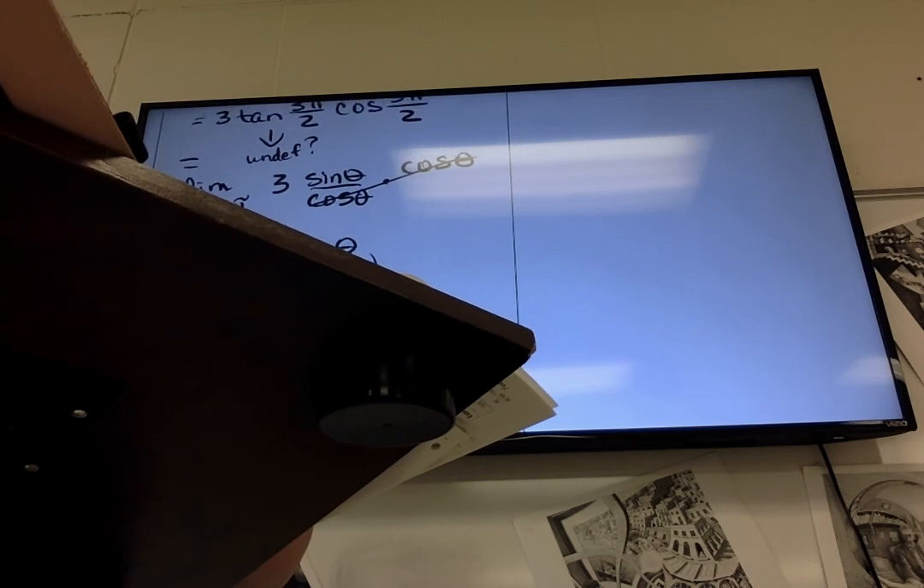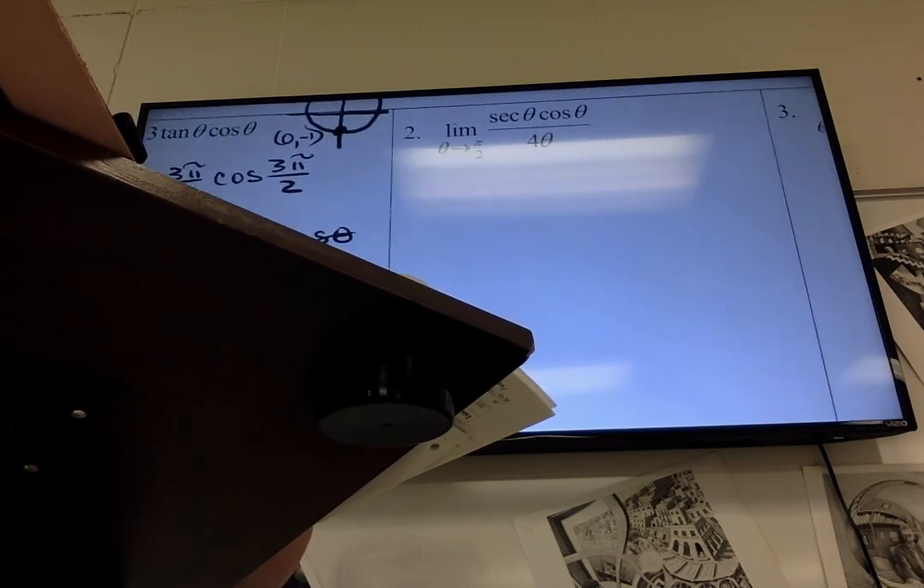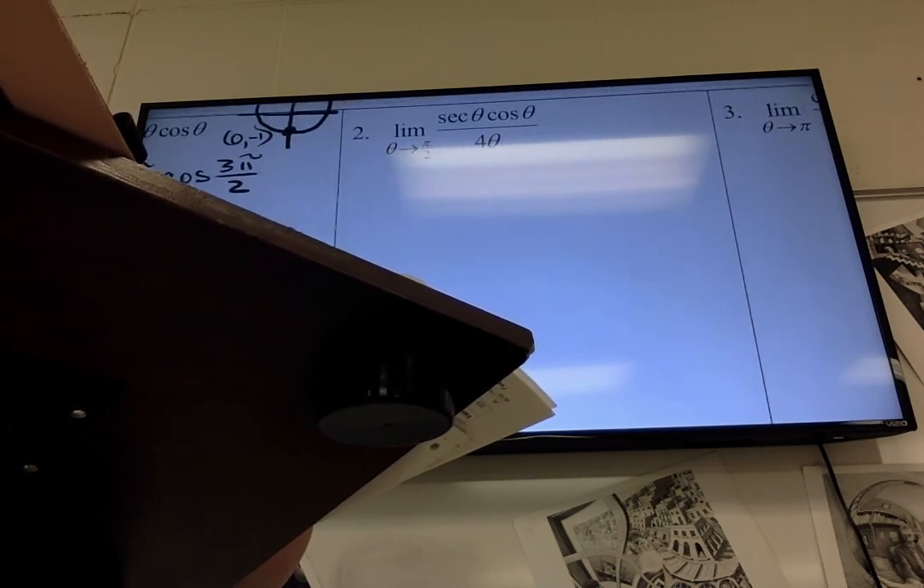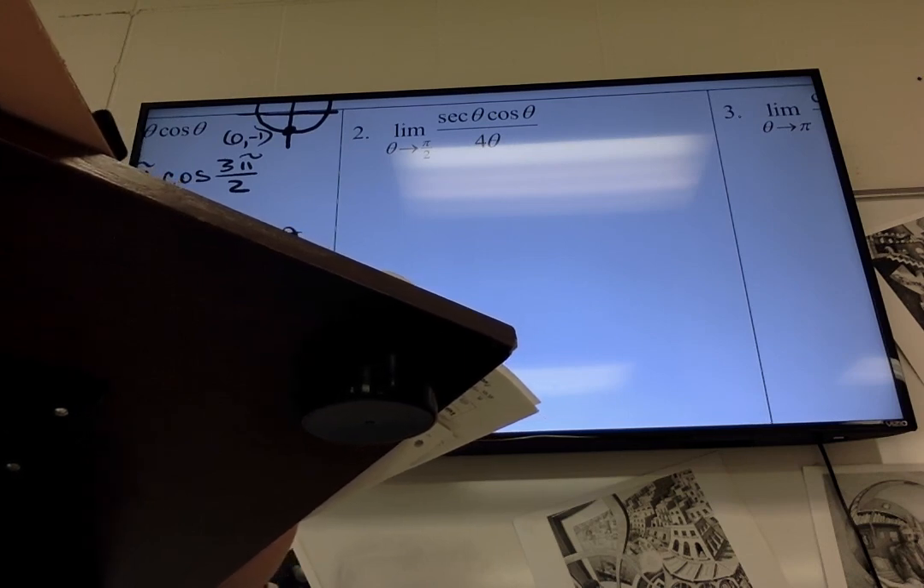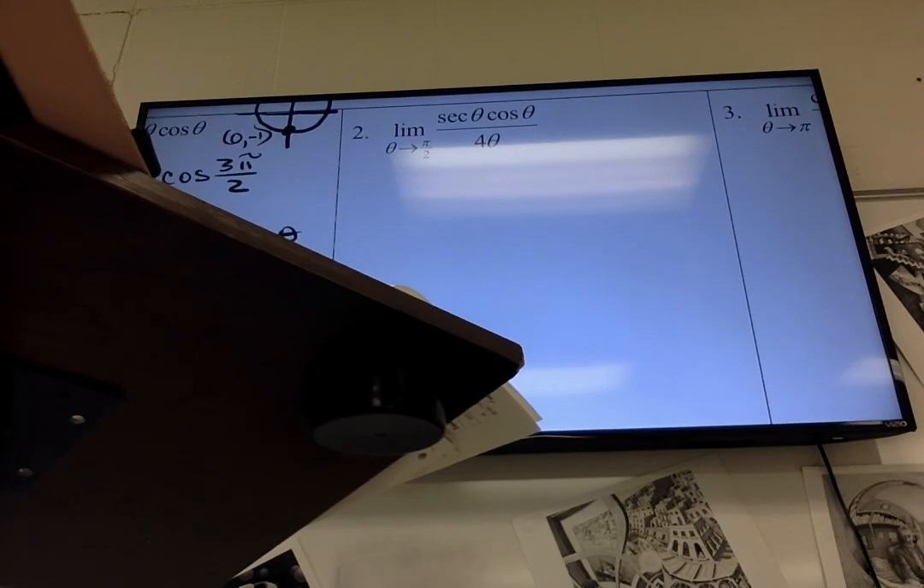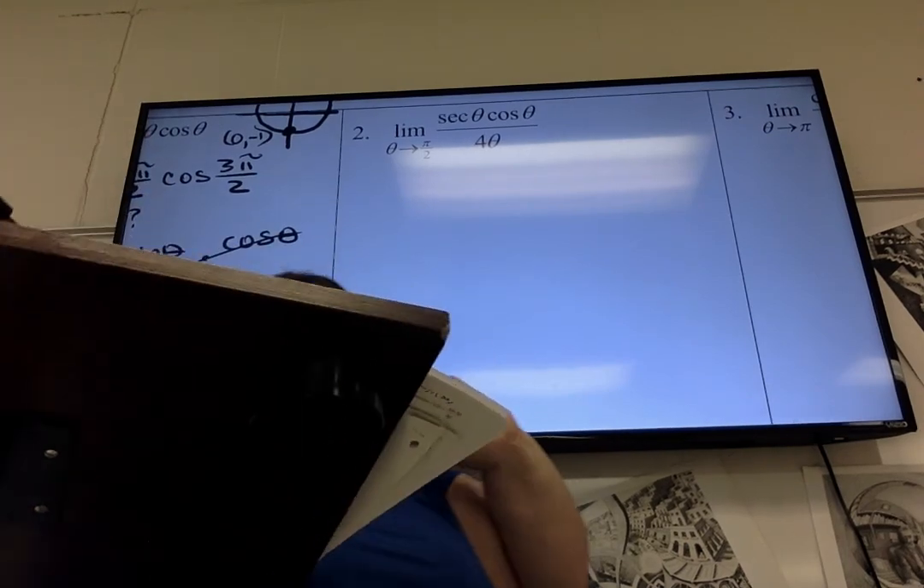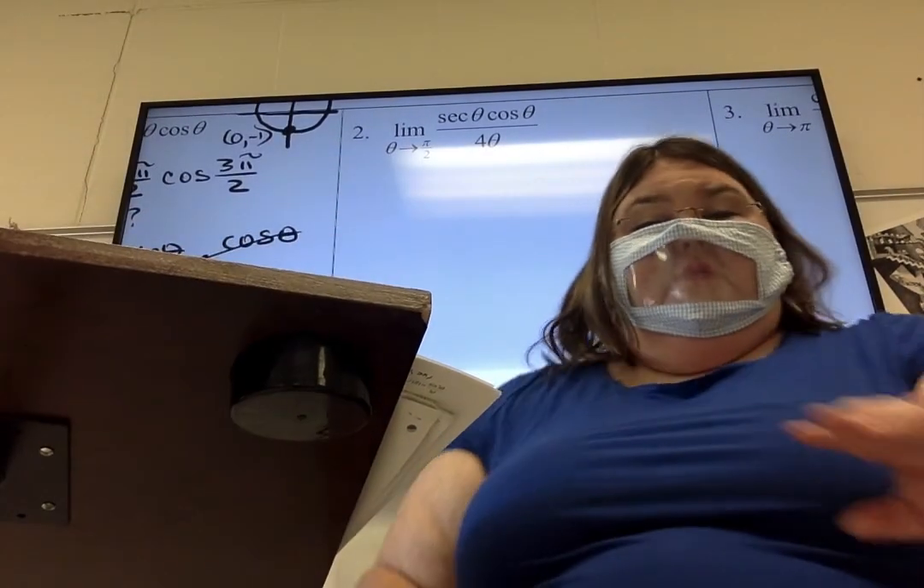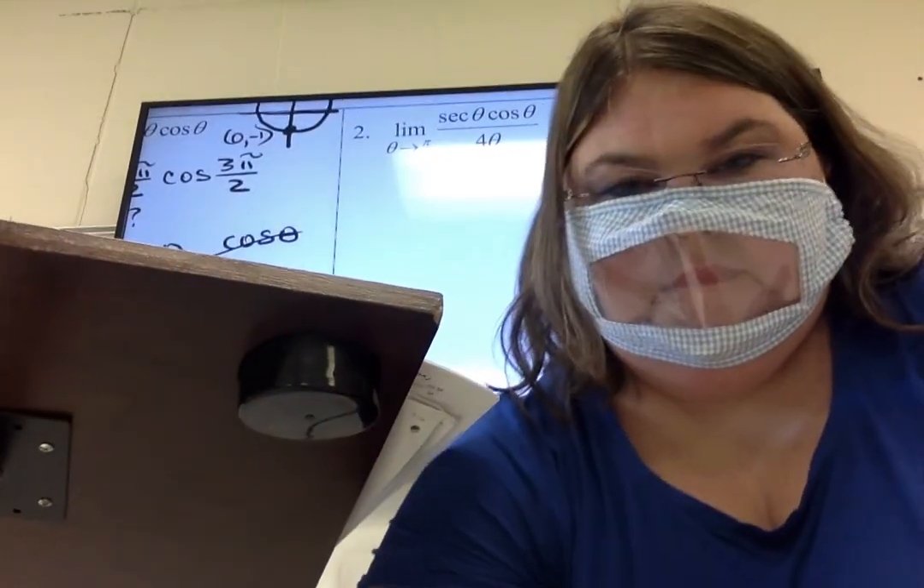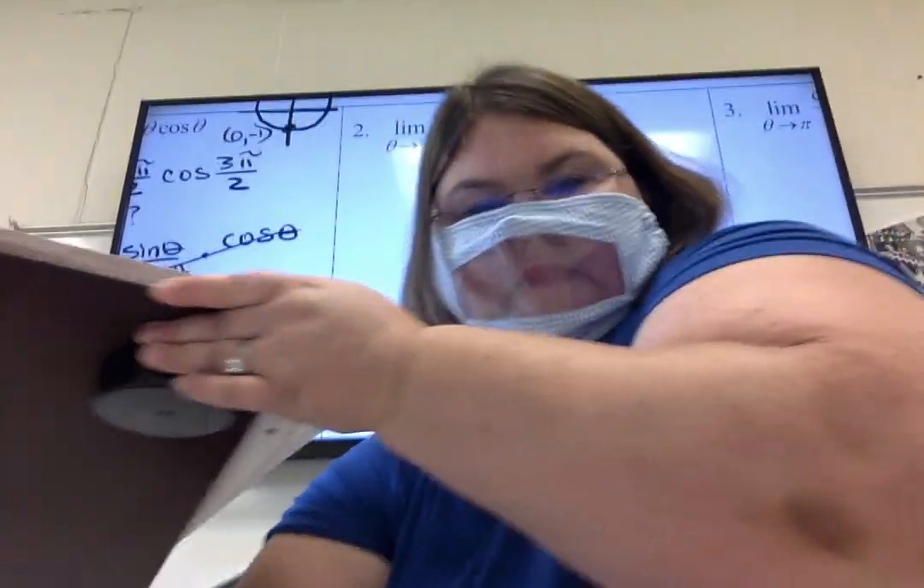Okay, let's look at 2. What's secant? Secant. 1 over cosine. Yes, it is. Secant is the reciprocal of cosine. I couldn't think of the word for it, but I knew it was the opposite. Now, I'm just going to plug in pi over 2, just so we can show that it is indeed an indeterminate form or something. Oh, well, this doesn't help.